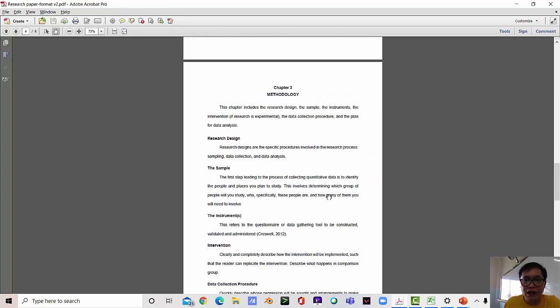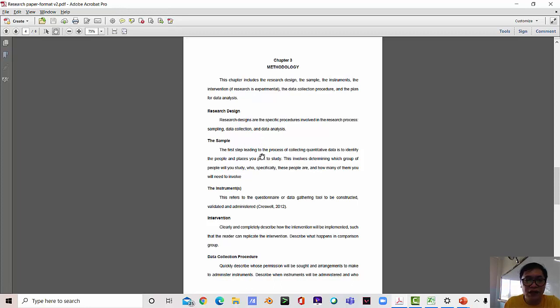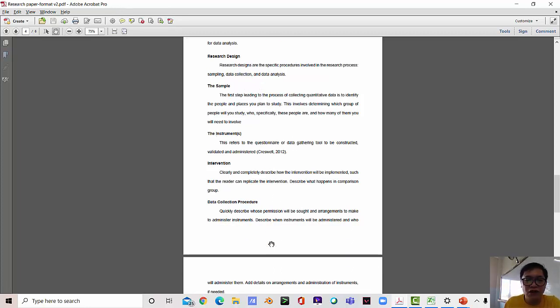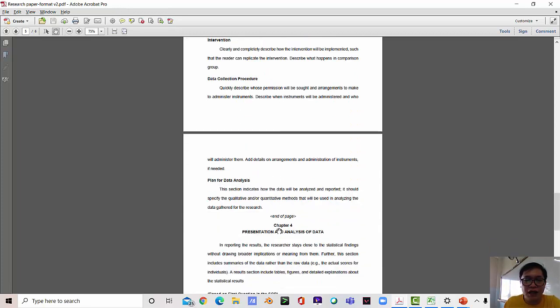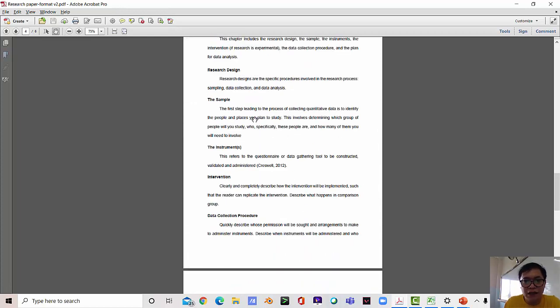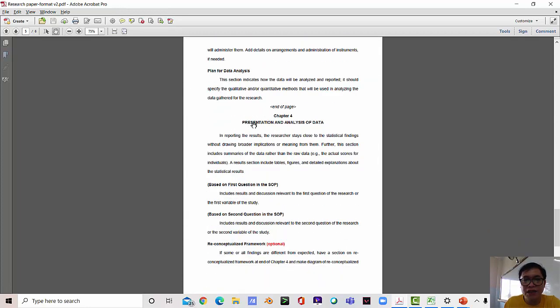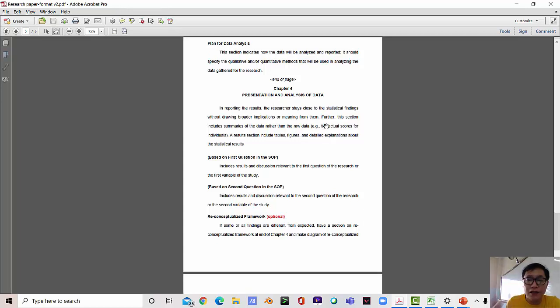Then we go to Chapter 3. Later on, we will discuss the research design, sample, instrument, intervention, collection procedures, and plan for data analysis. Next is Chapter 4, presentation and analysis of data. In Chapter 4, the data gathering comes first, presented per table.